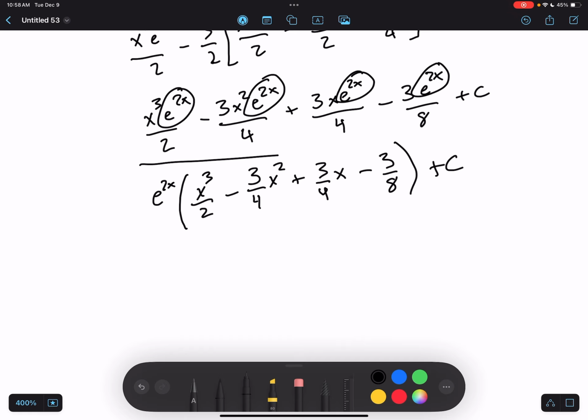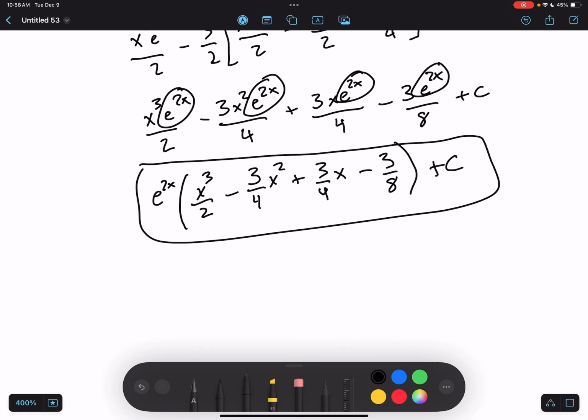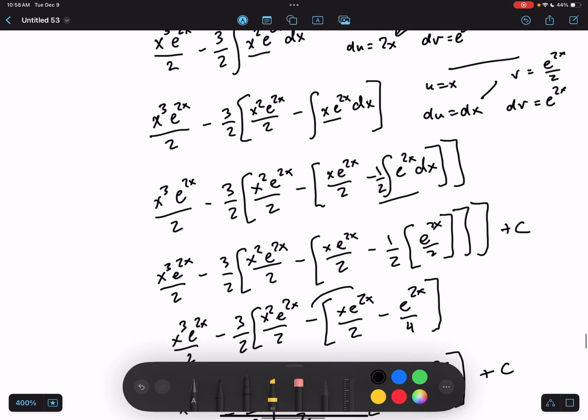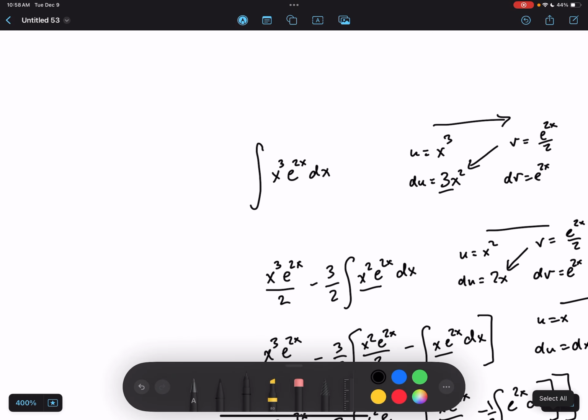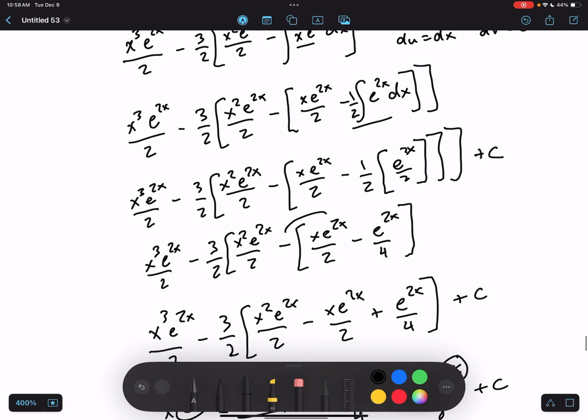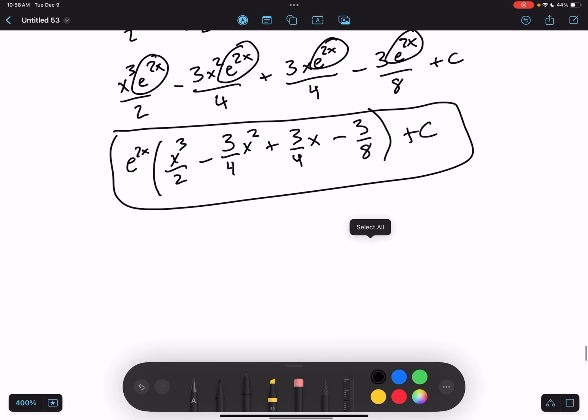But this is the solution to what would otherwise appear to be a fairly straightforward integral. But if you didn't know how to use integration by parts, you would not be able to do it because you had to do integration by parts quite a few times to finally get down to this solution.